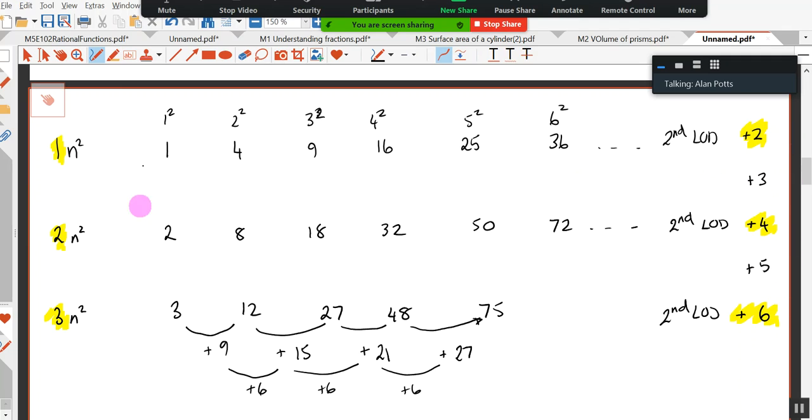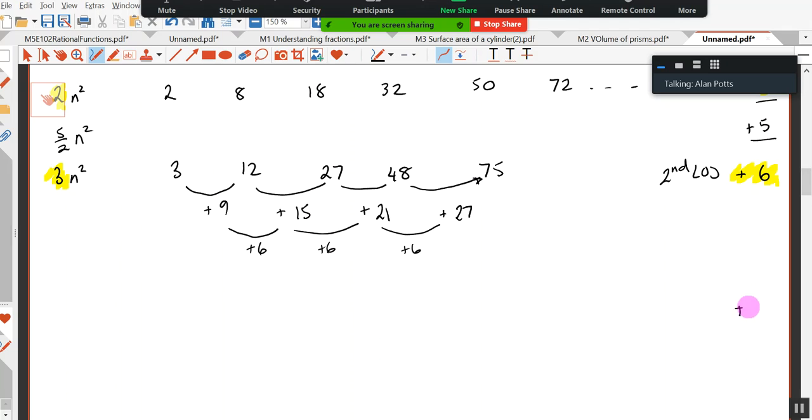Well, that would have led us to the conclusion that if it's plus 3, well, look, plus 2 is 1, plus 4 is 2. So we take this number and divide it by 2. So this would be 3 over 2 n squared. This one would be 5 over 2 n squared. If it was a plus 7 for the second line of difference, how many n squareds? 2n squared. Exactly. 7 over 2 n squared. All right. Or, in old money, 3.5 n squared.